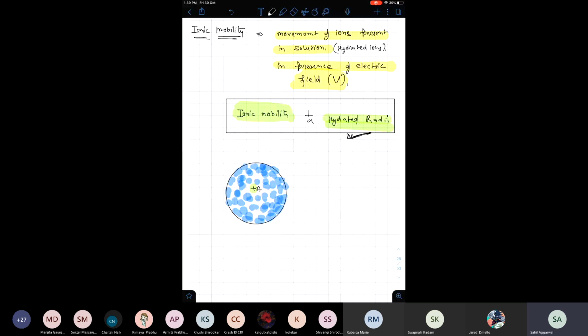So ionic mobility is inversely proportional to hydrated radii. That means Cs plus will be greater than K plus will be greater than Li plus. Right?